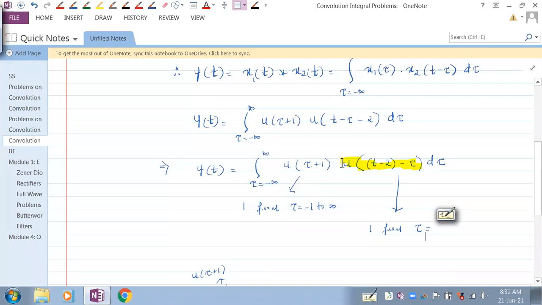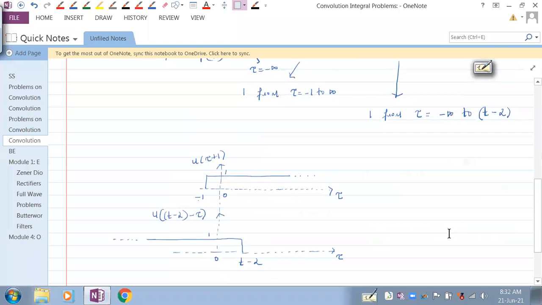The x-axis is tau now. It is u of minus tau first. You have to sketch u of minus tau. And once you sketch u of minus tau, what is u of t minus 2 minus tau? It ranges from minus infinity to t minus 2. So it is shifting u of minus tau to the right by t minus 2 units. So that is this, that we have sketched here.